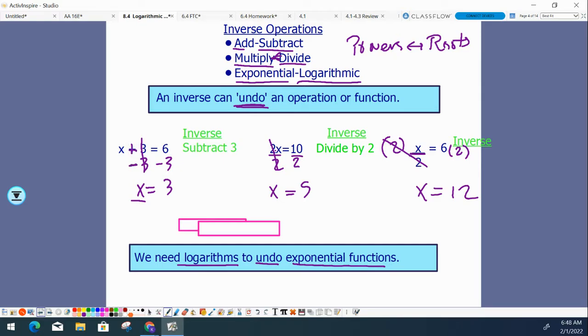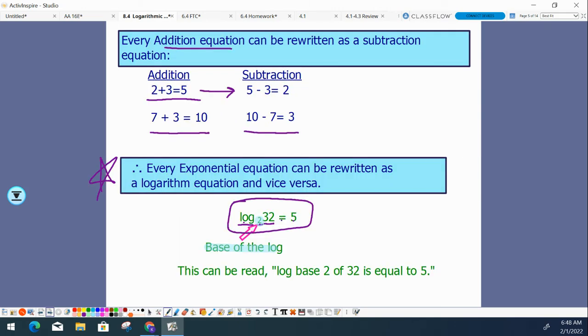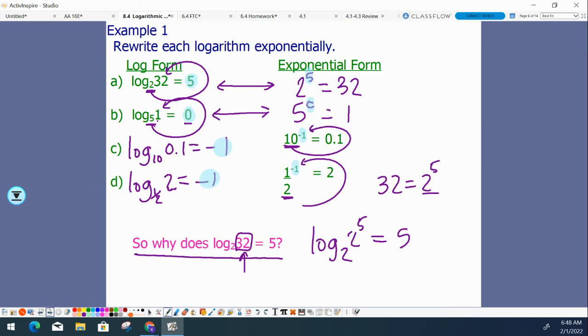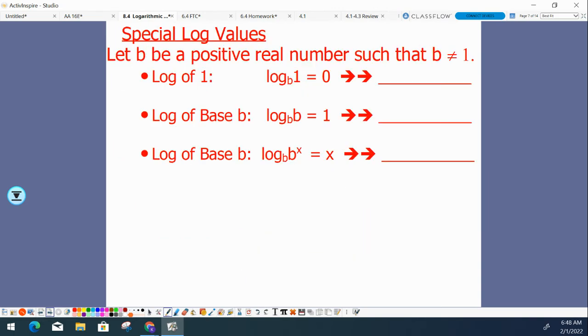subtraction cancels out addition, multiplication and division undo each other. Multiply undoes divide. Because logarithms and exponentials are inverses, if the base of the log matches the base exponentially, they cancel each other out, and the answer is the exponent. This is going to seem strange for a while, but we're going to practice. So pause the video and write out these special log values.